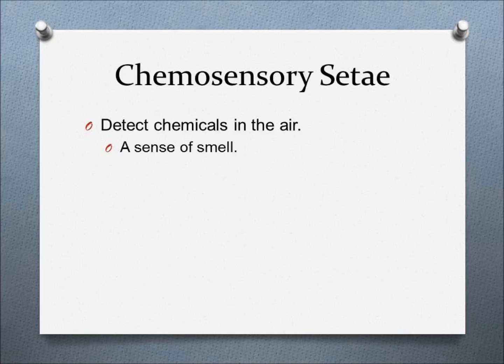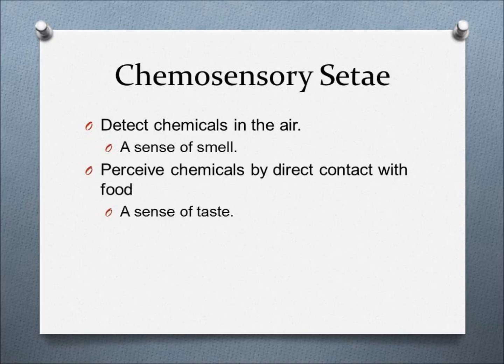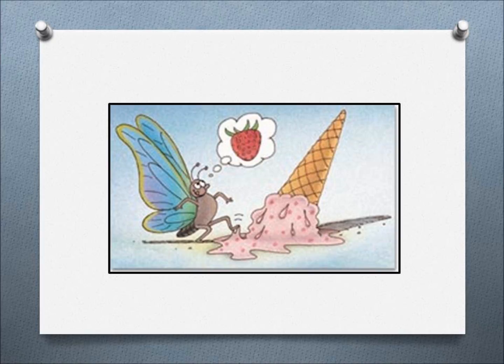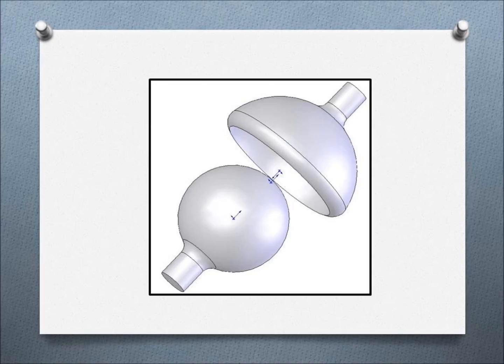There are chemosensory setae that can detect chemicals in the air, and that's how they smell, or they can perceive chemicals by direct contact with solids or liquids, and this allows them to taste. These tasting setae are usually found on the mouthparts, but they can also be found on the legs as well. Some setae detect touch by use of a ball and socket joint. The slightest movement of the joint stimulates nerve endings, which effectively allow the insects to touch.